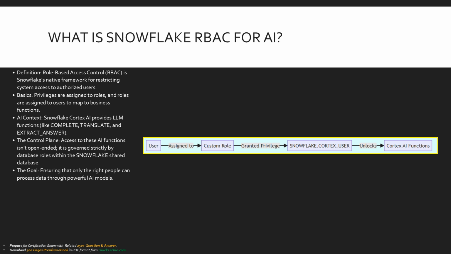Take a look at this diagram. It illustrates the core concept of Snowflake RBAC applied to AI. On the left, we have our user. The user is assigned to a custom role, perhaps data analyst or data scientist. That custom role is then granted a very specific database role, Cortex user. It is this final link that unlocks the ability to execute Cortex AI functions on the far right. Break any of these links, and the access is immediately revoked.